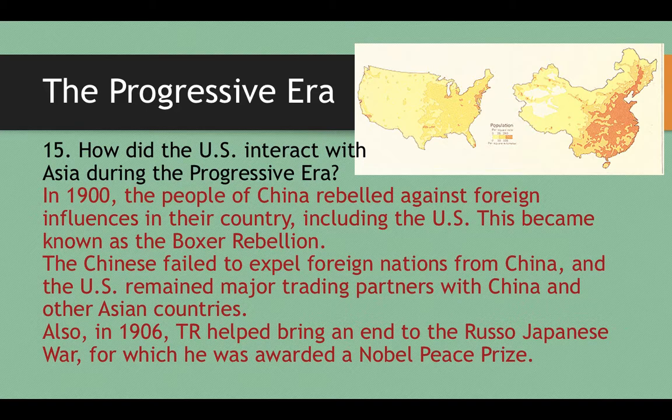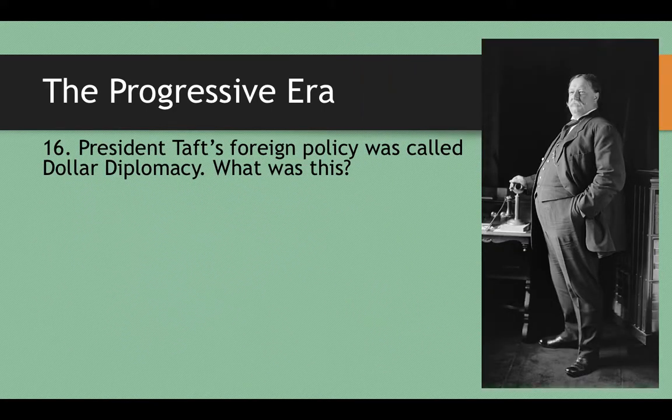Also, in 1906, Teddy Roosevelt helped to bring an end to the Russo-Japanese War. This was between the Empire of Russia and the emerging Empire of Japan. Remember, both Japan and Russia are quickly modernizing at this time. They were both late to the game of the Industrial Revolution, and they're both making up for lost time. And they were fighting a war in 1906, which Teddy Roosevelt helped to end. And for this, he was awarded a Nobel Peace Prize.